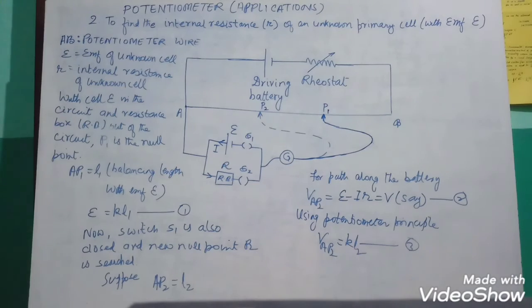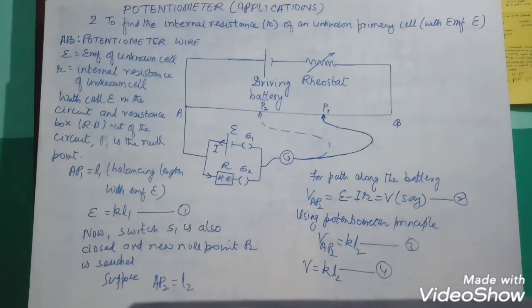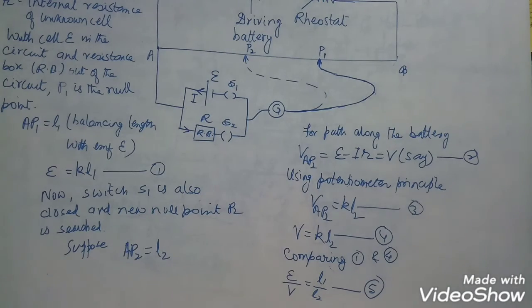On comparing equations 2 and 3, we get V equal to KL2, where V is the potential difference across the battery terminals. Now let us compare equations 1 and 4. Comparing equations 1 and 4, we get the equation E by V equal to L1 by L2. Remember here that E is the EMF of the battery and V is the potential difference across the battery terminals when a resistance R is connected to the cell.